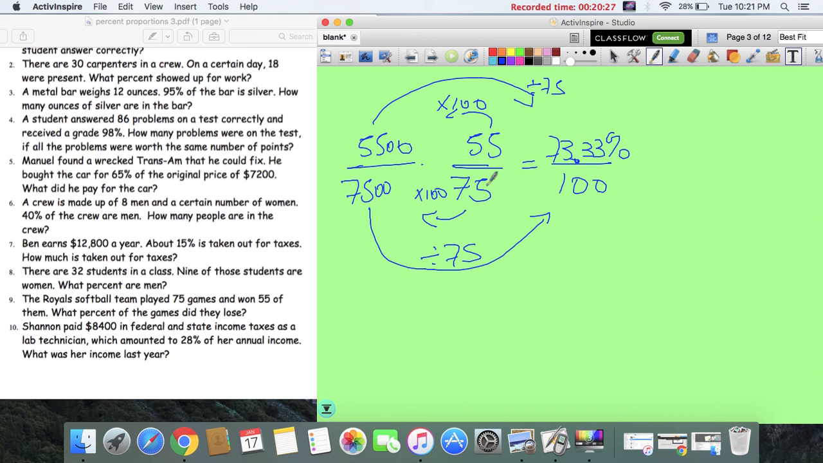I didn't ask you for wins here. I asked for losses. So out of 100%, if they won 73.33%, the amount that they lose is going to be the difference. Okay. 10 minus 3 is 7, 9 minus 3 is 6, 9 minus 3 is 6 again, 9 minus 7 is 2. So the percent that they lost would be 26.67%. Okay.